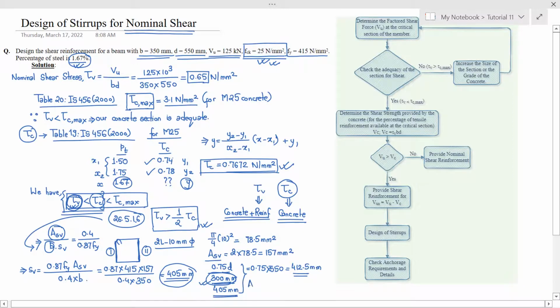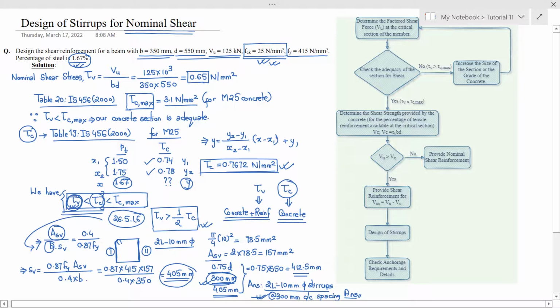So our final answer will be, we are using two-legged 10 mm dia stirrups at 300 mm center to center spacing. So this is our answer. This is the final answer we have designed for the shear reinforcement for the given data.